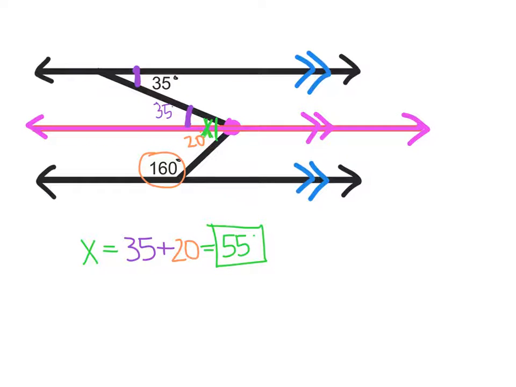X is 55. Now I should quickly note that it's not always going to be alternate interior angles. It's not always going to be same side interior angles that you use. You have to put in your parallel line and see which angle combination actually works for your problem.